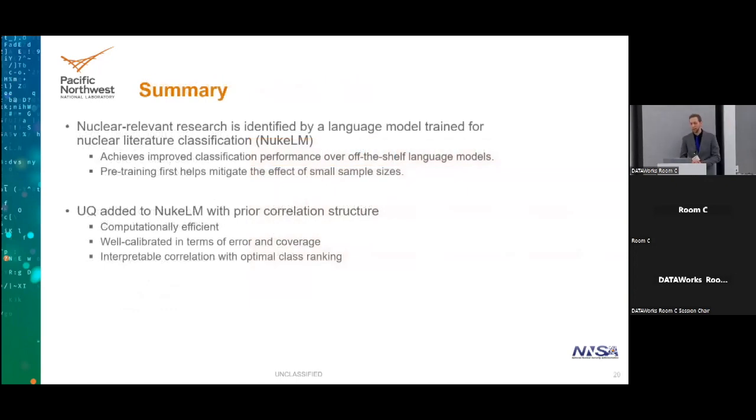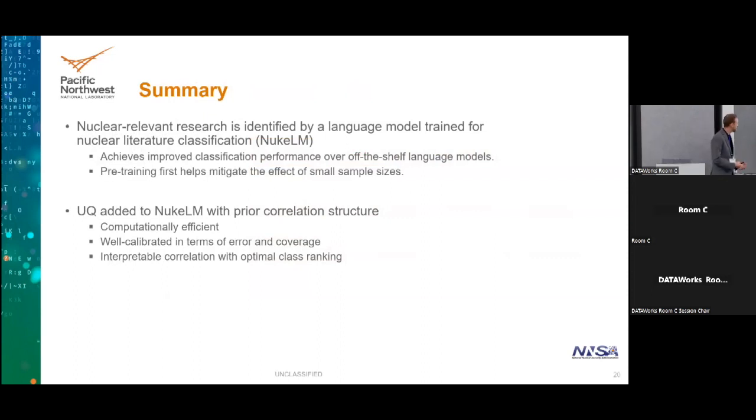Okay, so in summary, what have we done here? The purpose was to detect or triage information by pulling out articles that were relevant to nuclear research. And we did this with a domain-adapted language model, NucLM, which we found performed improved classification over off-the-shelf models. And we also found that this activity of pre-training, besides getting better performance, can also help mitigate some of the effects of small sample sizes.